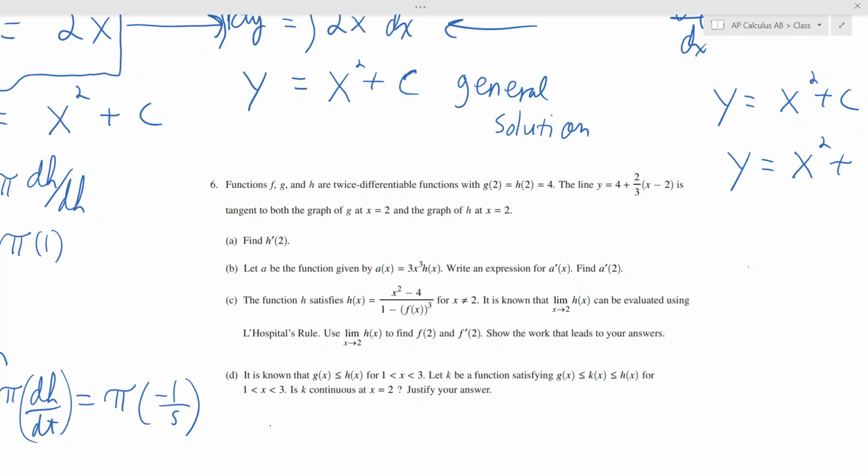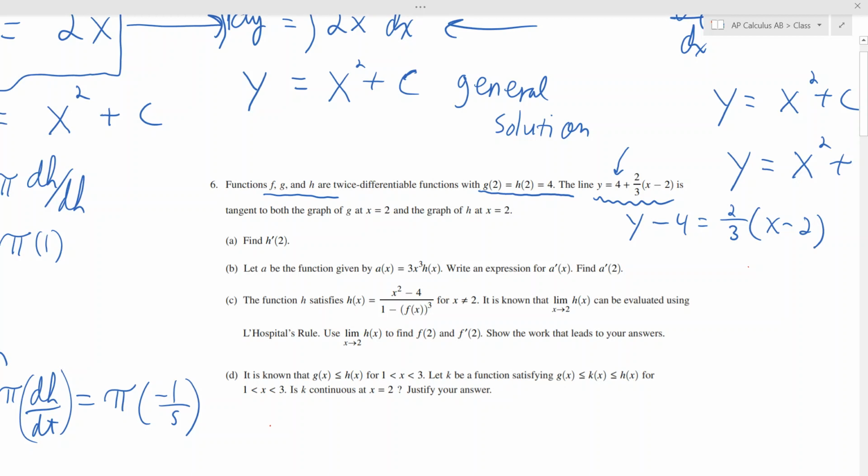So they're telling me that f, g, and h are all three functions that are all twice differentiable, which means we can find their derivatives and their second derivatives everywhere. And the only thing we know about them is that g of 2 and h of 2 are both 4, and this is the tangent line to both of them. All right, now they move that 4 over on the other side here, but the way we usually write this is this: y minus 4 equals 2/3 x minus 2.